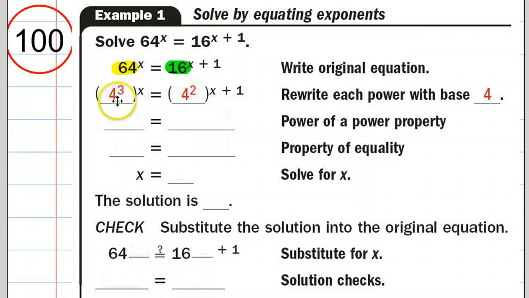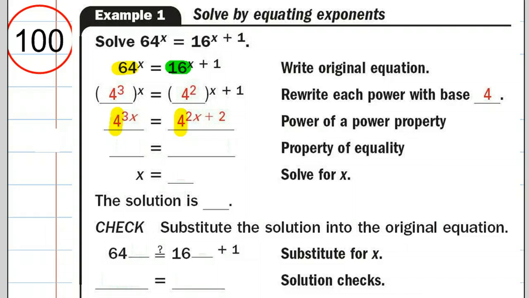And then when I rewrite these two, 64 to the x is going to be 4 to the third to the x, which is the same thing from the power property as 4 to the 3 times x. And 4 squared to the x plus 1, by the power property, is the same thing as 4 to the 2 times x plus 1, or 4 to the 2x plus 2. Okay, and that's by the power property. So now that they do have the exact same bases, I'll be able to set the exponents equal.